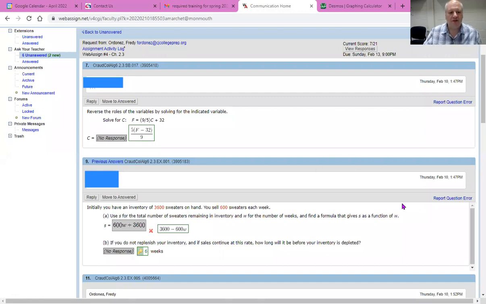Okay, so taking a look at these questions, the first one says reverse the roles of the variables by solving for the indicated variable. And we have a formula. If you're familiar, this is temperature, about Fahrenheit and Celsius. Now, let's see if we can solve. I'm going to try to use my handwriting here, and bear with me, but that's kind of the best way to go about this. I've got F equals 9/5 C plus 32.